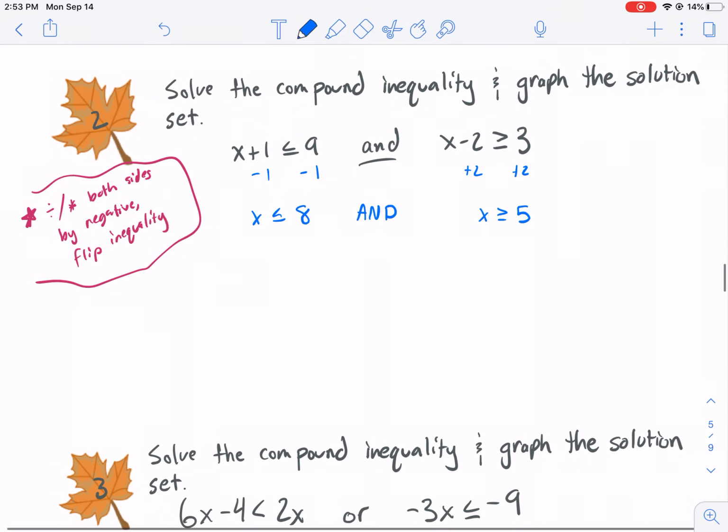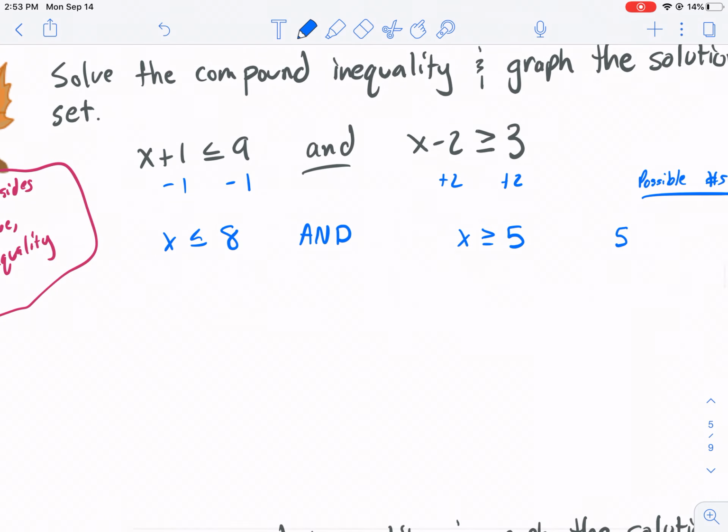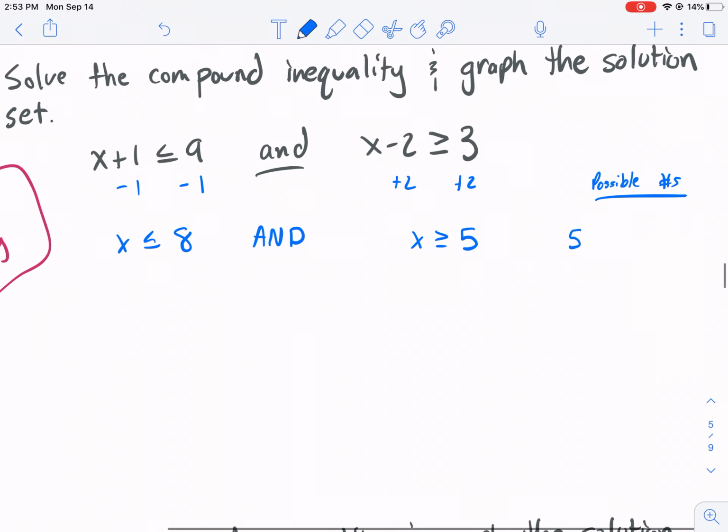So what numbers come to mind? Well, we could have the number 5. 5 is less than 8. These are possible numbers. 5 is less than 8, and it's also equal to 5. It satisfies both conditions. What about 6? 6 is bigger than 5, and it's less than 8. Good. What about 7? 7 is bigger than 5, and it's less than 8, so we're good with 7. What about 8? 8 is bigger than 5, and it's equal to 8, and we're good there because this is less than or equal to.